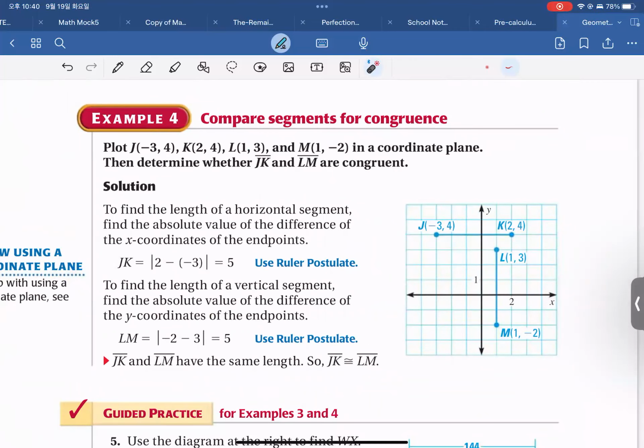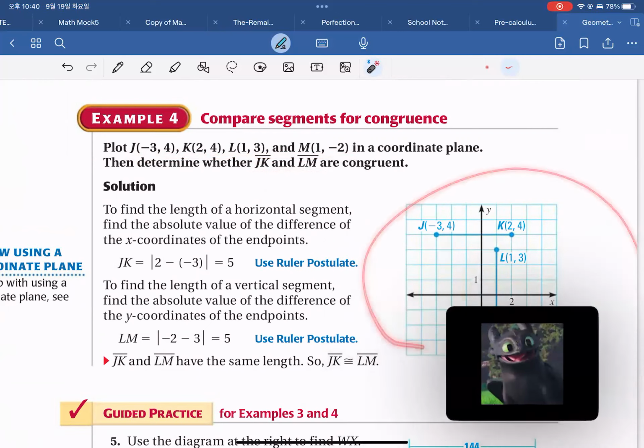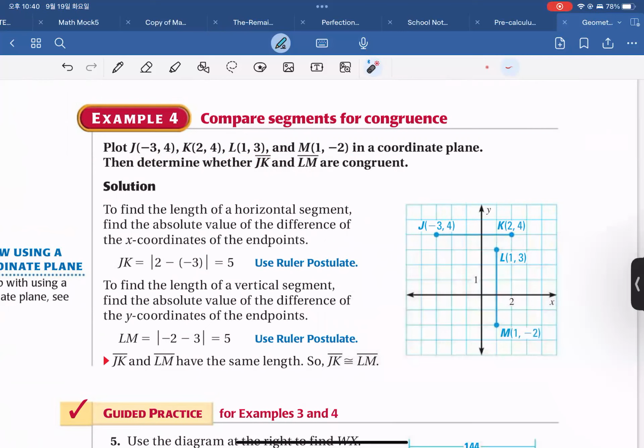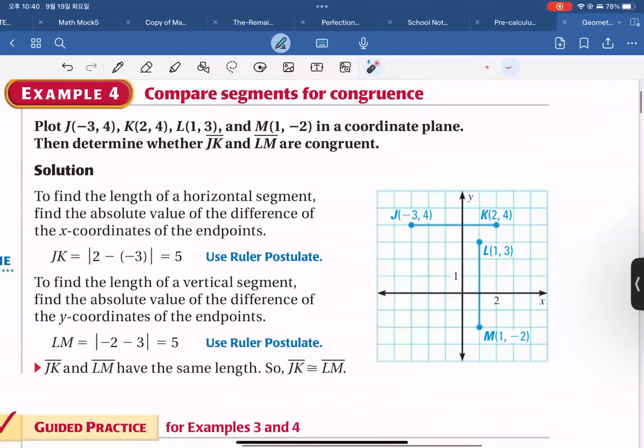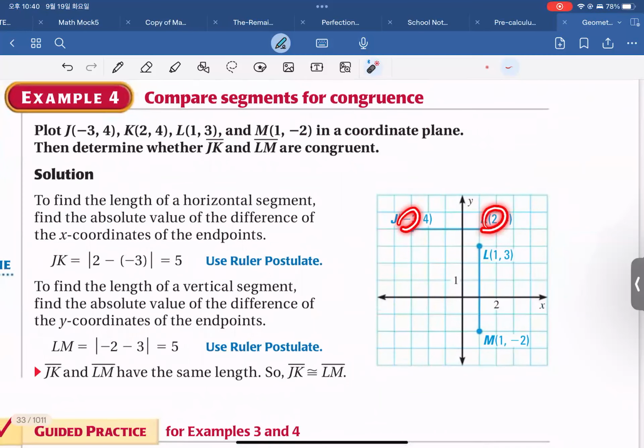So if you plot the following points in a coordinate plane, then determine whether JK and LM are congruent. Here they actually plotted it for you already. So if you look at it, you're trying to figure out if JK and LM are congruent or not. So you can use the ruler postulate here, right? The 4 and 4 are already on the same level, so you just have to look at the x coordinates, right? 2 and -3. It's pretty clear if you just count 1, 2, 3, 4, 5, then it's 5 here.